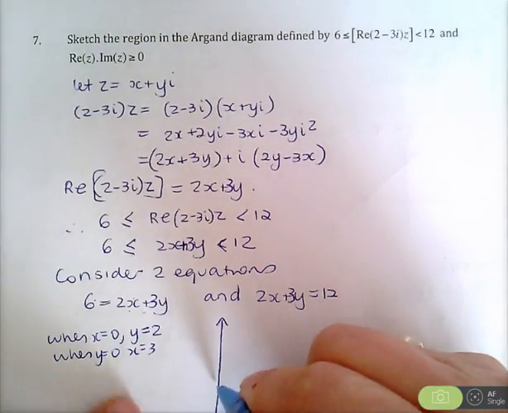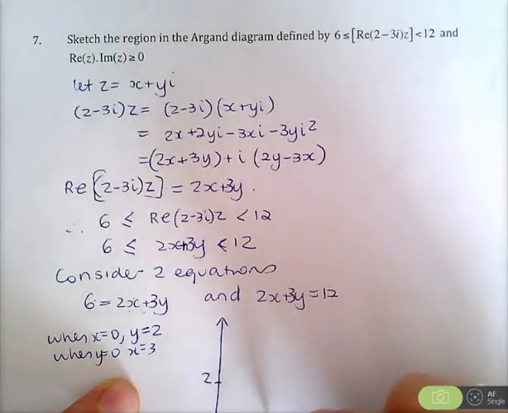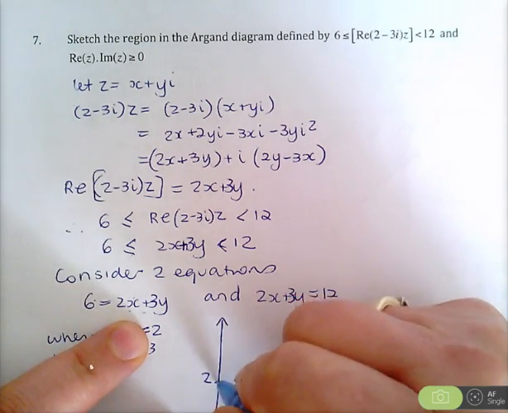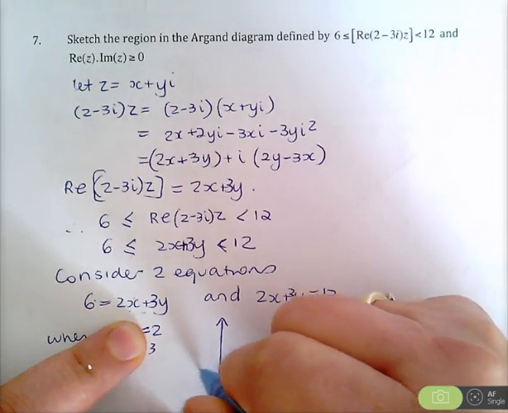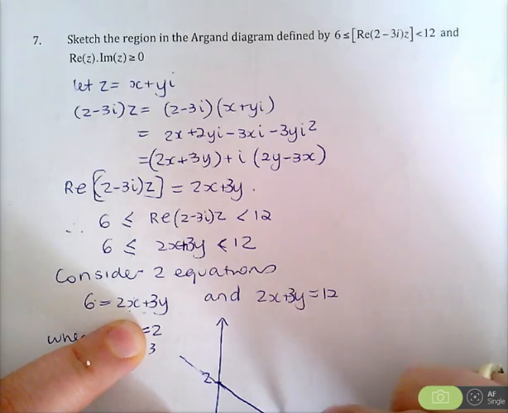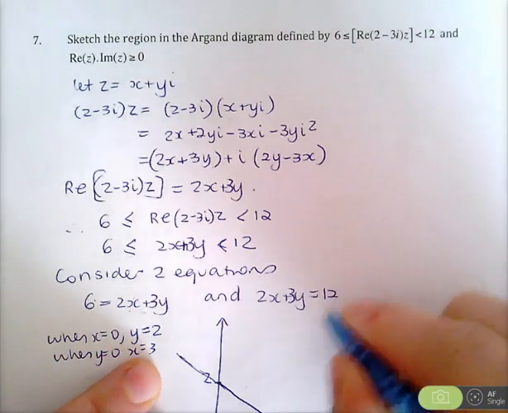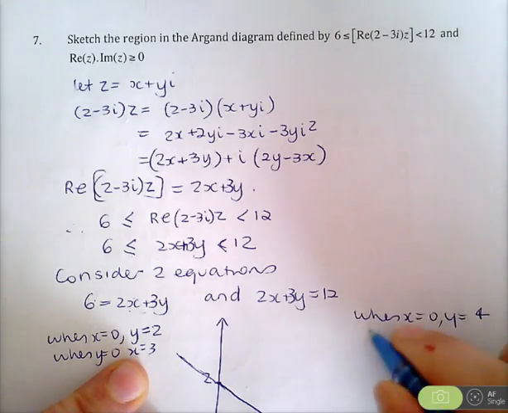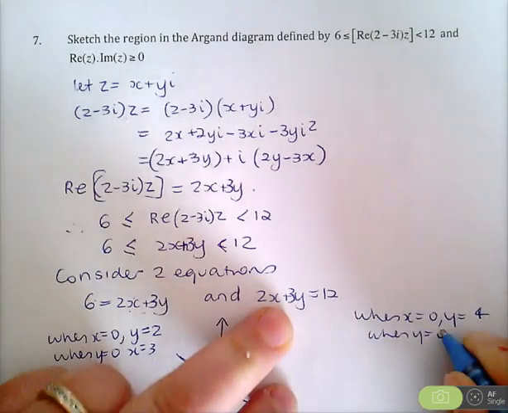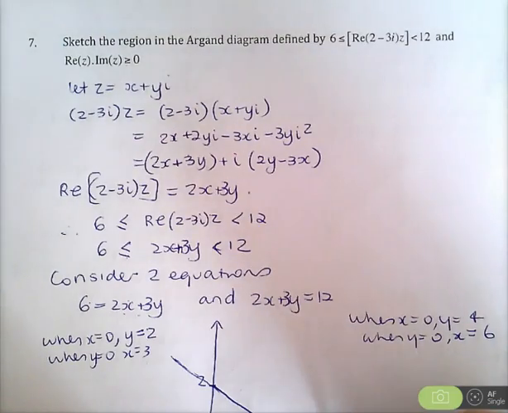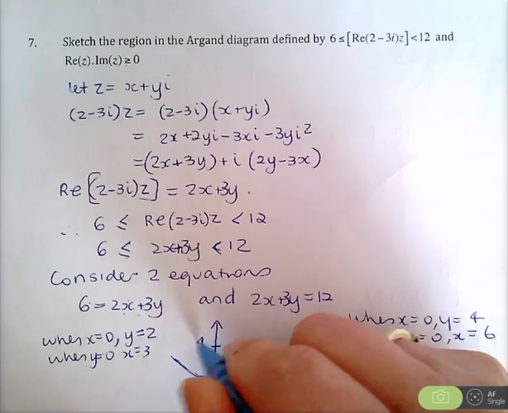So for this graph, when x is 0, y is 2. When y is 0, x is 3. This is the solid line graph. So I'm going to draw that there. I'll just continue it there. And for this graph here, when x is 0, y is 4. And when y is 0, x is 6. So x is 6, y is 4 up here, and this is the dotted line.